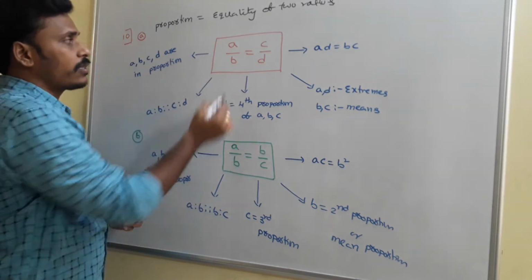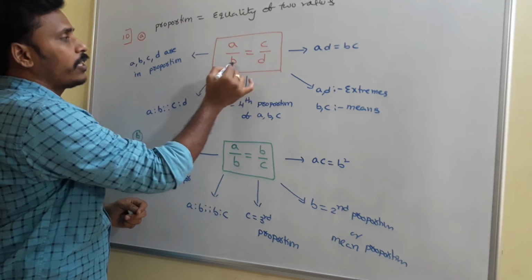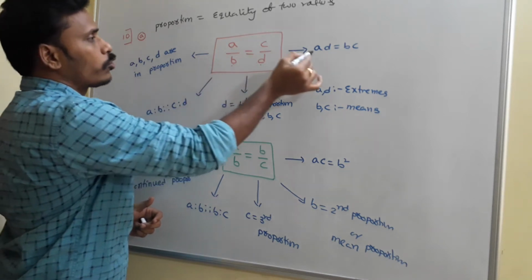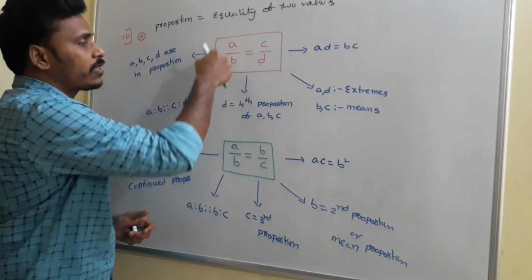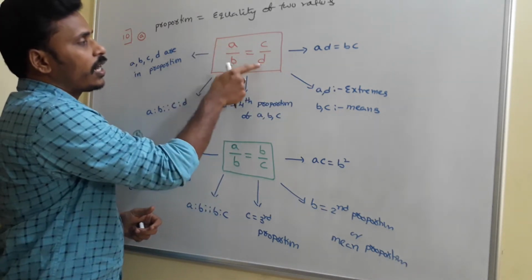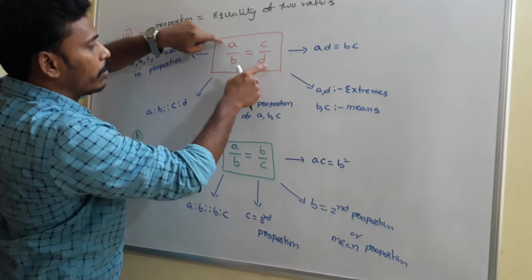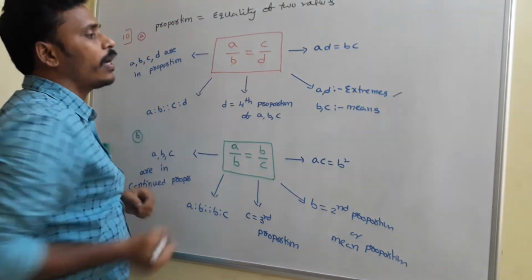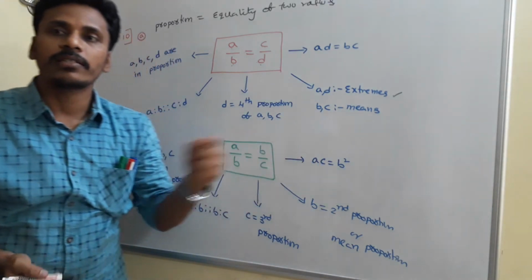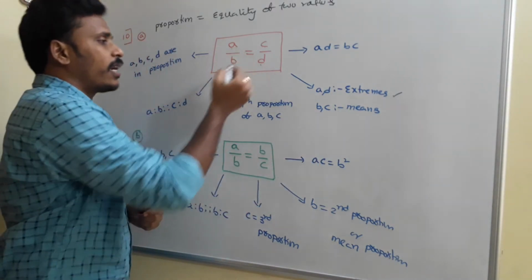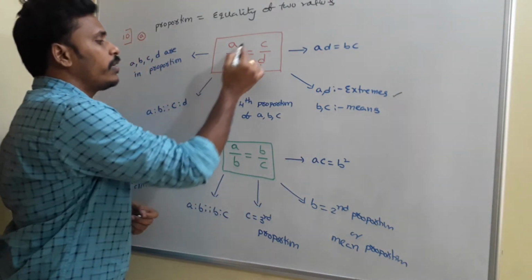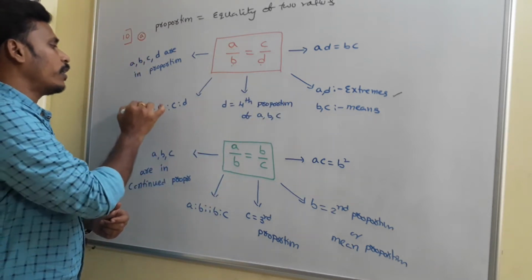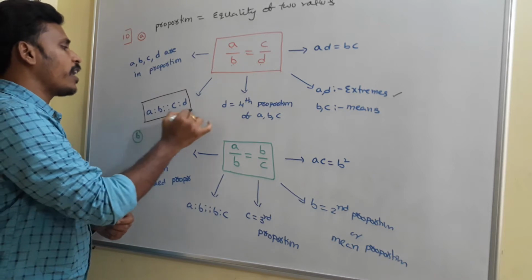In the same case, we can multiply these two by cross multiplication. We will write that A into D is equal to BC. In this A, B, C, D, the first and the last numbers, A and D, are called extremes, whereas the middle numbers B and C are called means of the proportion. So AD are the extremes of the proportion, BC are the means of the proportion.